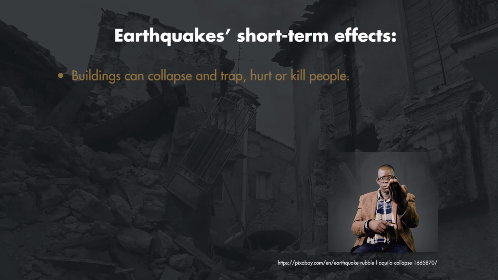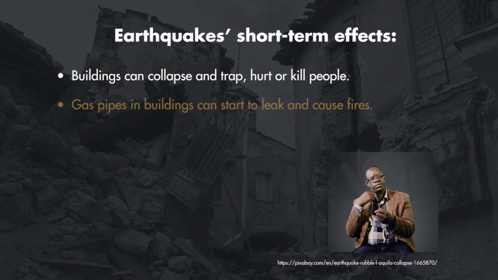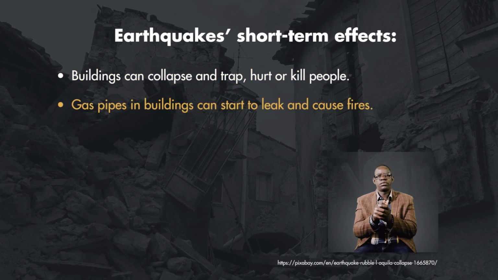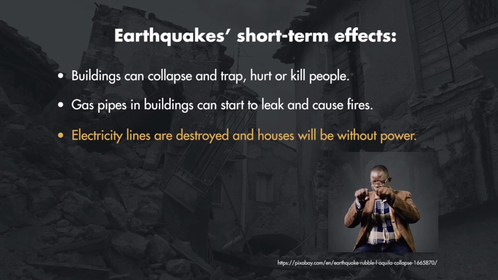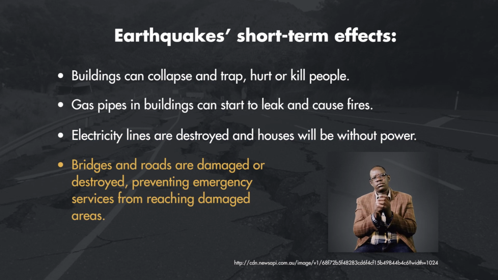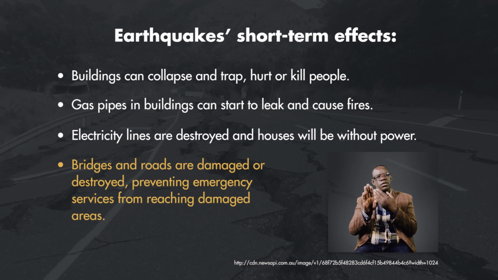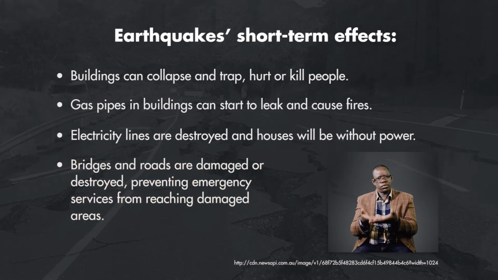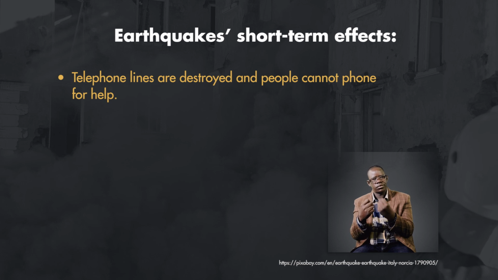Short-term effects are things like buildings can collapse and trap, hurt, or kill people. Gas pipes in buildings can start to leak and cause fires. Electricity lines are destroyed and houses will be left without power. Bridges and roads are damaged or destroyed, preventing emergency services from reaching damaged areas. Telephone lines are destroyed and people cannot phone for help.